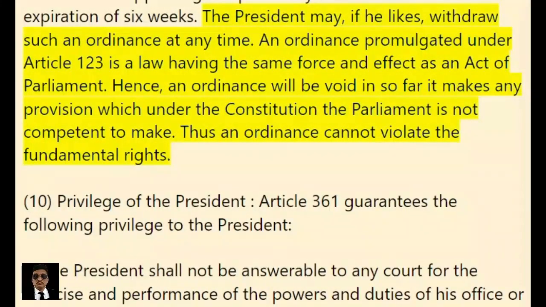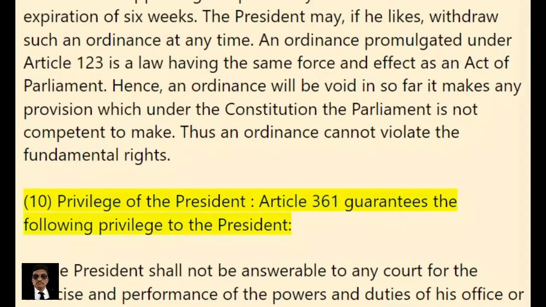An ordinance promulgated under Article 123 is a law having the same force and effect as an Act of Parliament. Hence, an ordinance will be void in so far as it makes any provision which under the Constitution the Parliament is not competent to make. Thus, an ordinance cannot violate the fundamental rights.